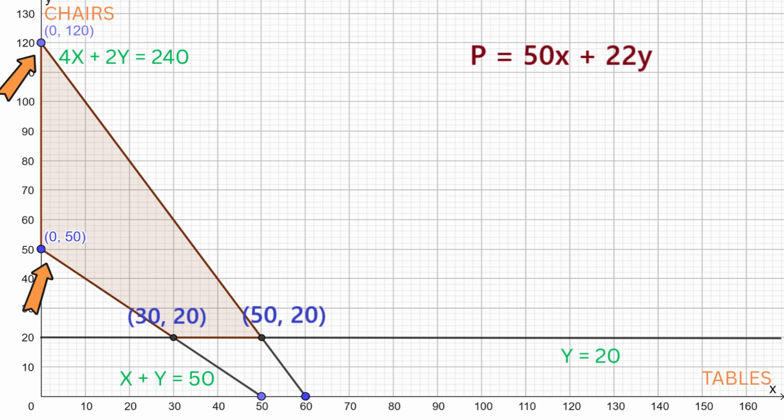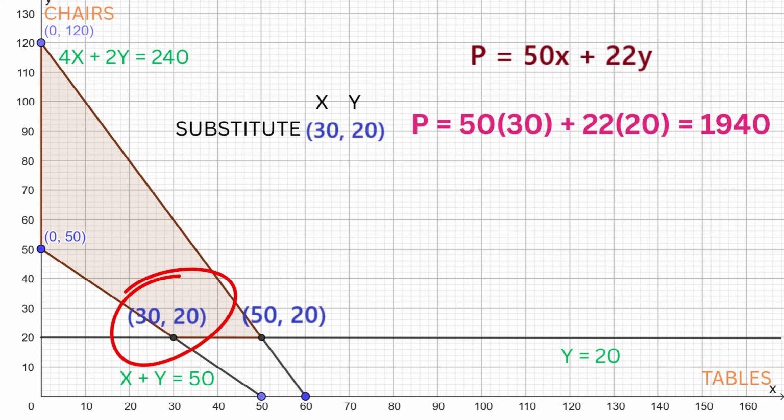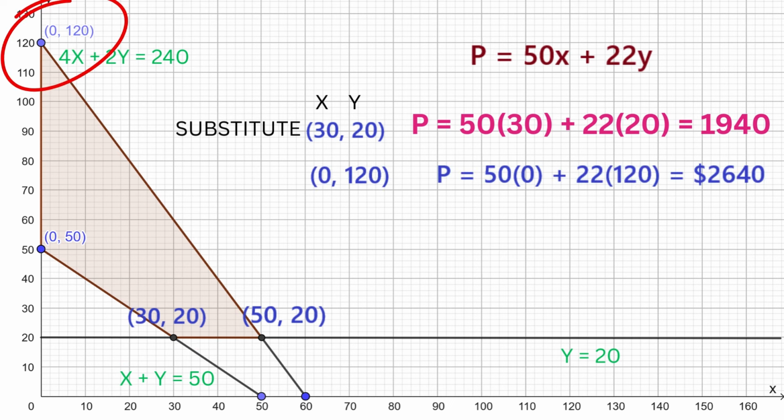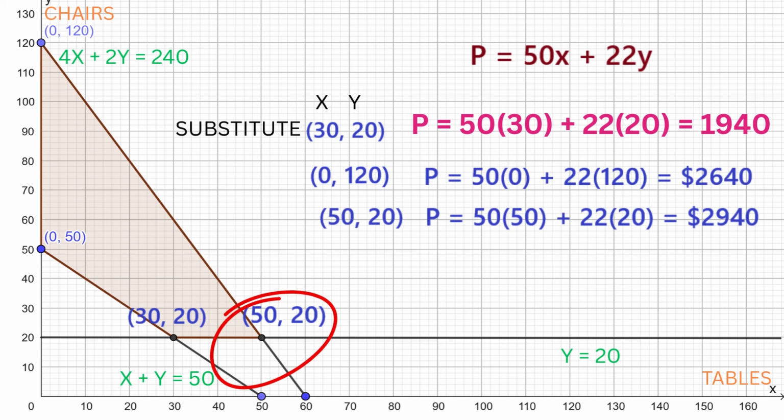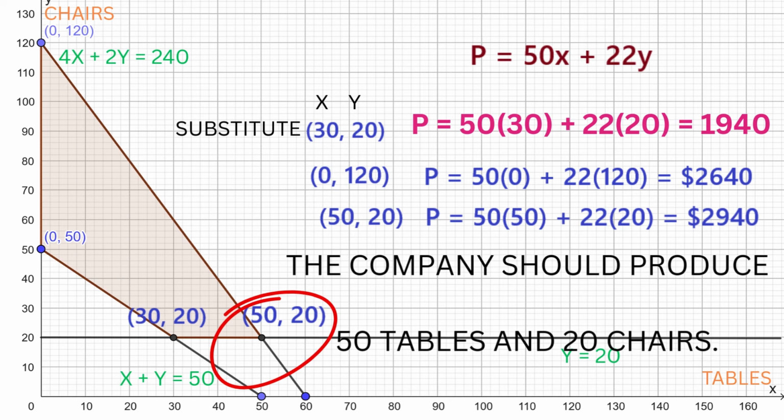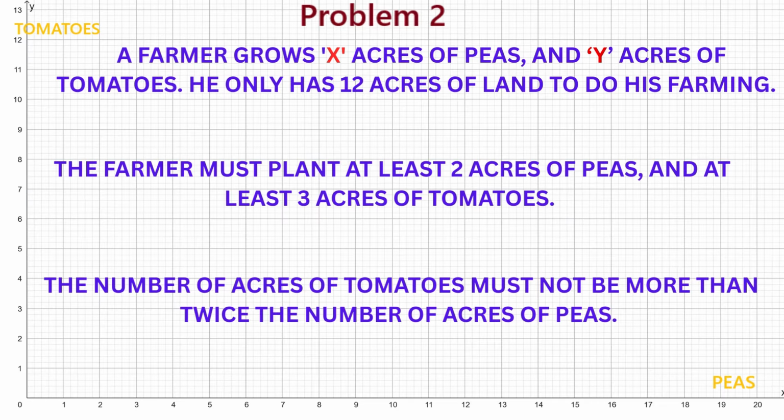We substitute each pair of values into the profit function one at a time. The profit P is at its maximum when x equals 50 and y equals 20. We get a total profit of $2,940. Hence, it is in the company's best interest to produce 50 tables and 20 chairs, if the goal is to maximize profits. Let's look at another linear programming problem.